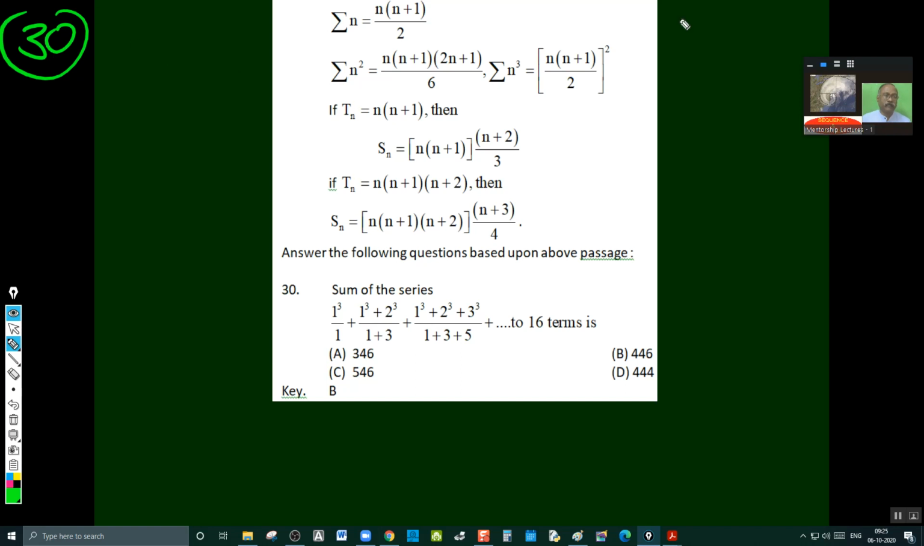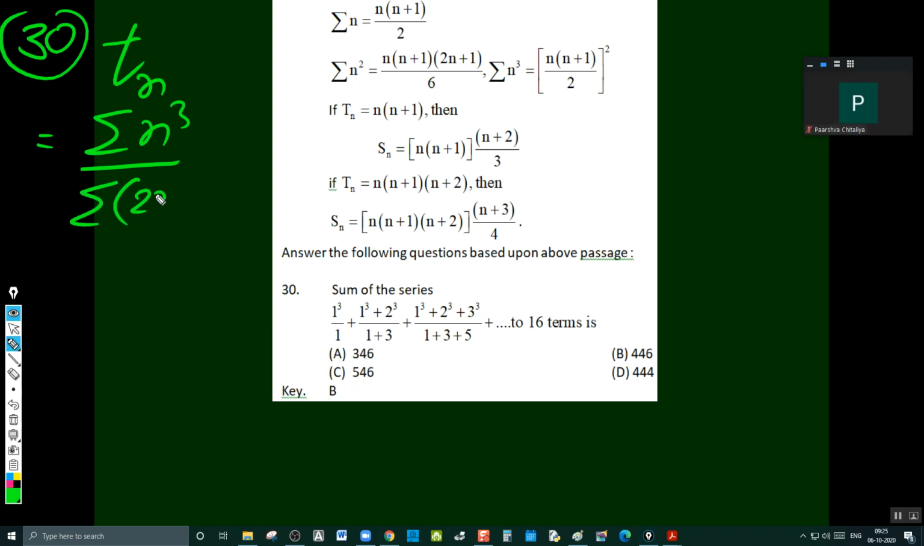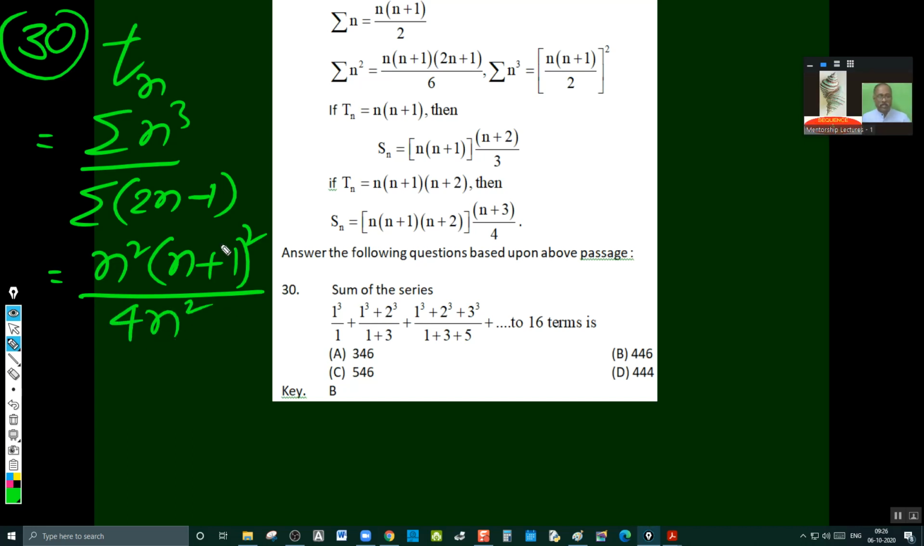Thirtieth. I'm writing Tn here, is equal to sigma n cube divided by sigma 2n minus... What is sigma n cube? That will be n square in the denominator. Correct. You're right. Sum of the odd natural numbers is n square.